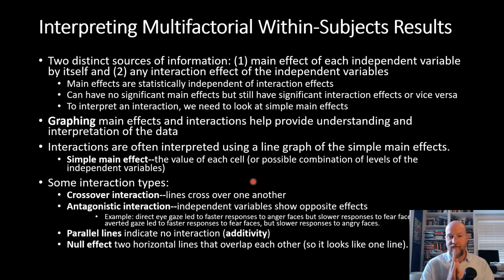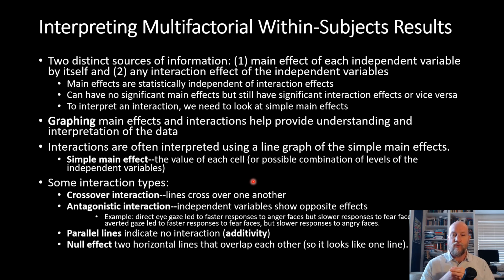If our two main effects are roughly parallel, then that indicates that there's no interaction. We call this additivity. They may contribute to one another, but they're not interacting in any significant way across the levels of the independent variable. So if you see parallel lines graphed, then we essentially think, well, there's no interaction here. If you see two lines that are lying right on top of one another, then that means that there is essentially no interaction and there's a similar effect.